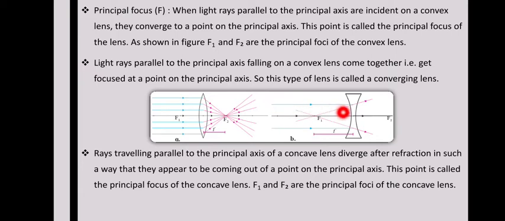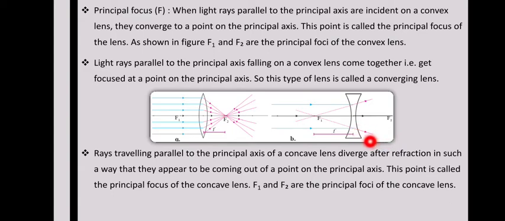Now, rays traveling parallel to the principal axis of a concave lens. See, this is a concave lens. The surface is like a cave, so you can remember it's a concave lens. The rays traveling parallel to the principal axis of a concave lens diverge after refraction. You can see that they are diverging, meaning they have not gone straight, the pink lines which you see.